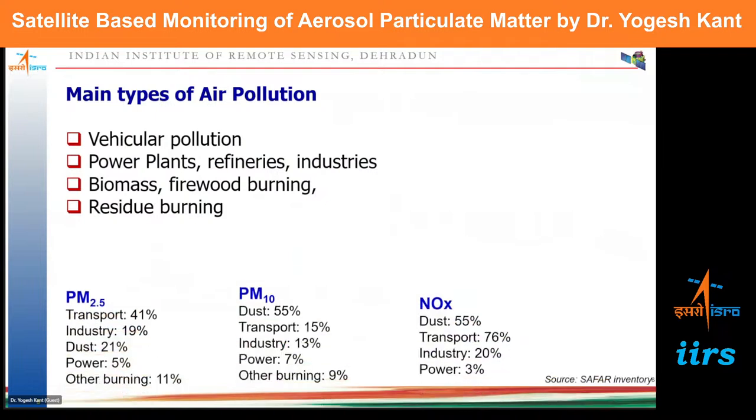So as I said, the main types of pollution: vehicular pollution, power plants, refineries, industries, biomass, biofuel, and fossil fuel. If you see in a nutshell, on an average, PM2.5 is mostly emitted from the transport sector, which uses, through anthropogenic activities, mostly biofuel and fossil fuel, followed by industry. Transport and industry are the major sources of it. PM10, of course, is mostly dust, and transport and industry contribute as well.